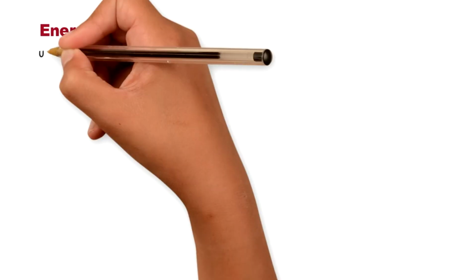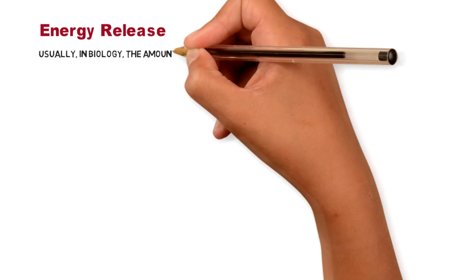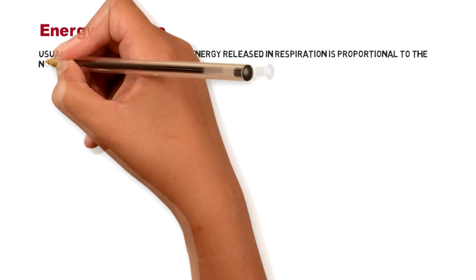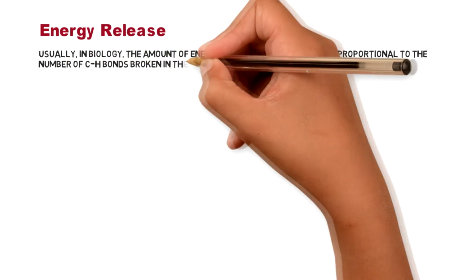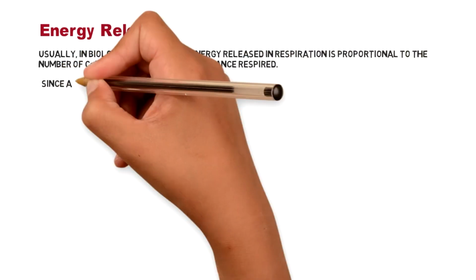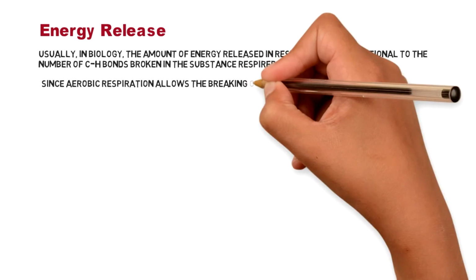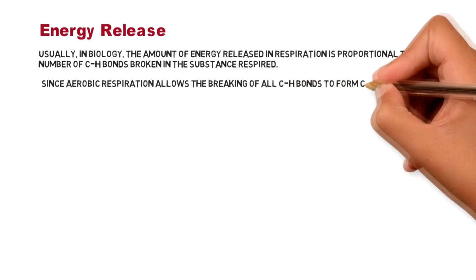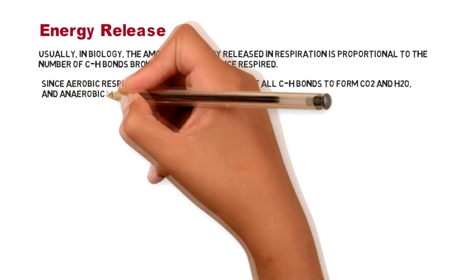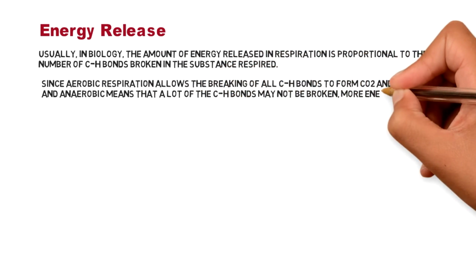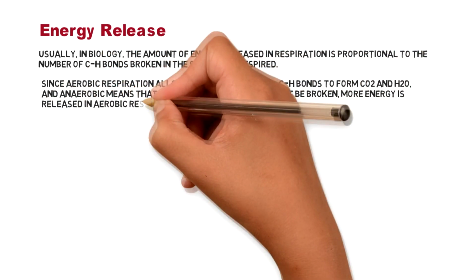Energy release. Usually, in biology, the amount of energy released in respiration is proportional to the number of C-H bonds broken in the substance respired. Since aerobic respiration allows the breaking of all C-H bonds to form CO2 and H2O, and anaerobic means that a lot of the C-H bonds may not be broken, more energy is released in aerobic respiration.